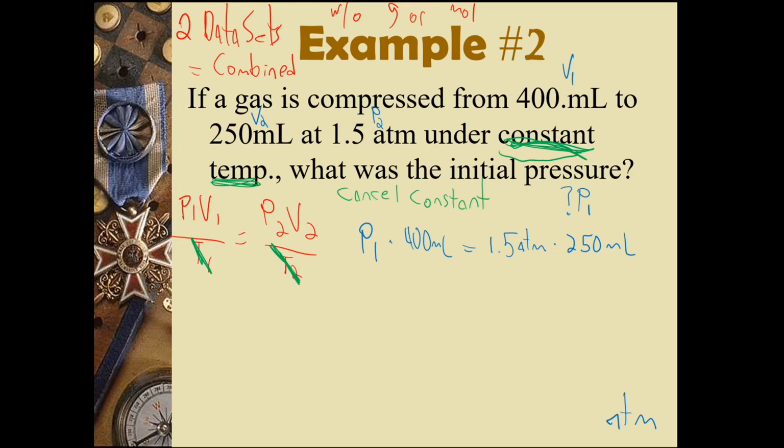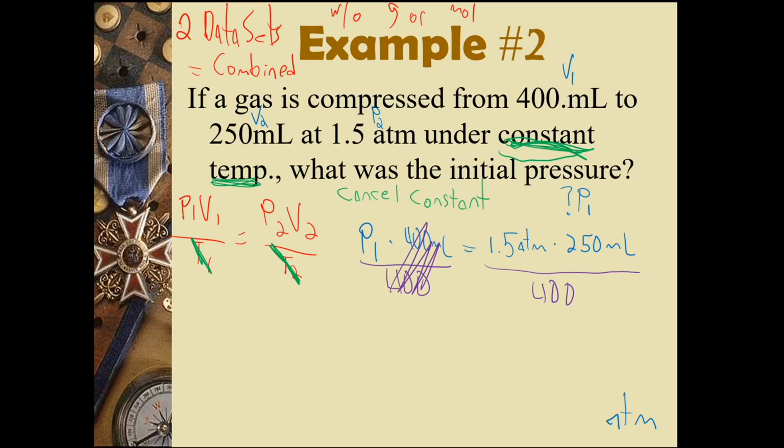It's pretty handy. So what I'm going to do then is take both sides and divide out the 400. That is where my variable is, because I want my variable to be alone. So the 400 will cancel, and I'm left with my math over 1.5 times 250 divided by 400. And that gets me an answer.